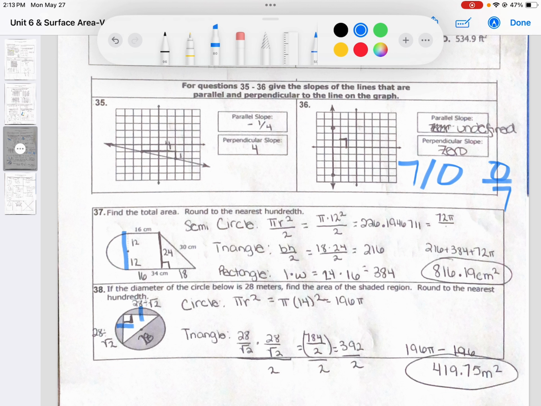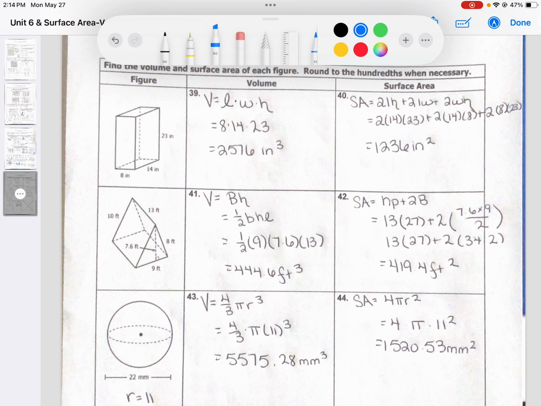Base times height, this is my B right here, that's my H. 28 divided by the square root of 2 is my base. So is it also my height? So I multiply those, which is 784 divided by 2. Then you have to divide your base and height by 2, which is 196. So 196 pi minus 196 is 419.75 meters squared.